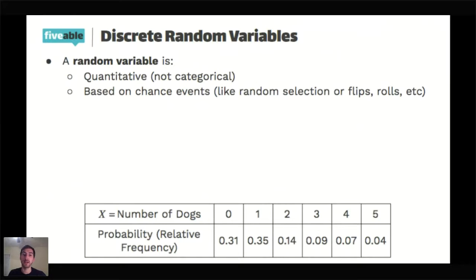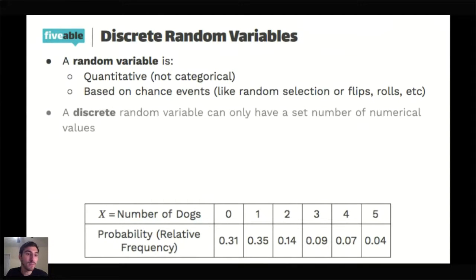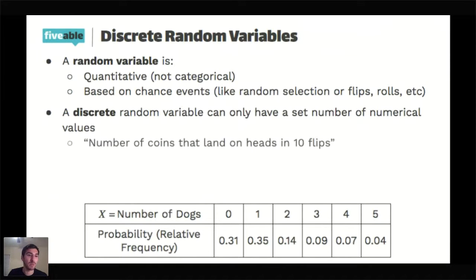It could also be like, let me flip 10 coins and count how many of them land on heads. A discrete random variable is called discrete because it can only take certain numerical values. So here are some examples of discrete variables. The number of coins that land on heads in 10 flips can be any integer between 0 and 10.